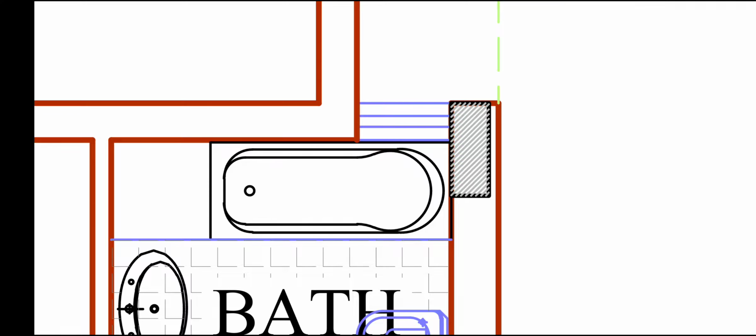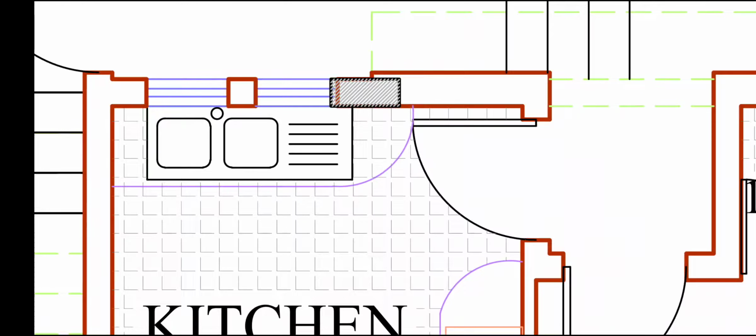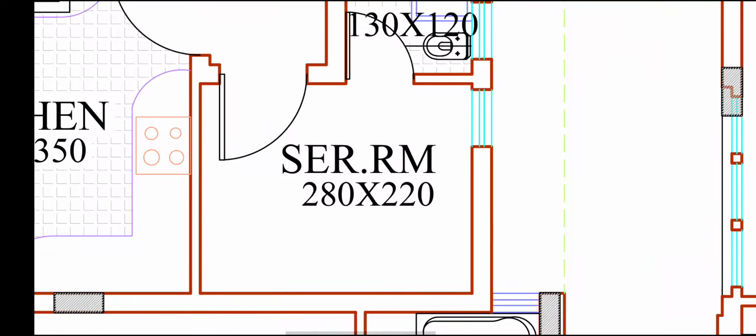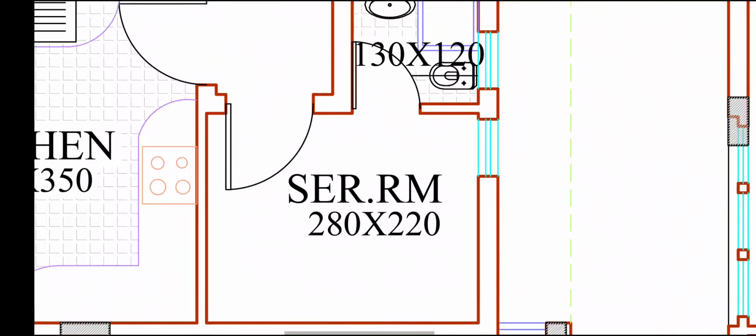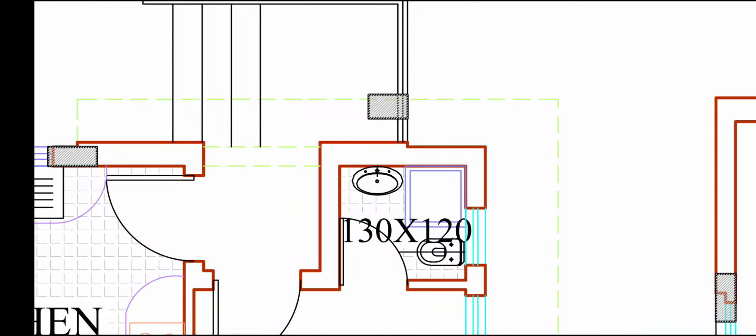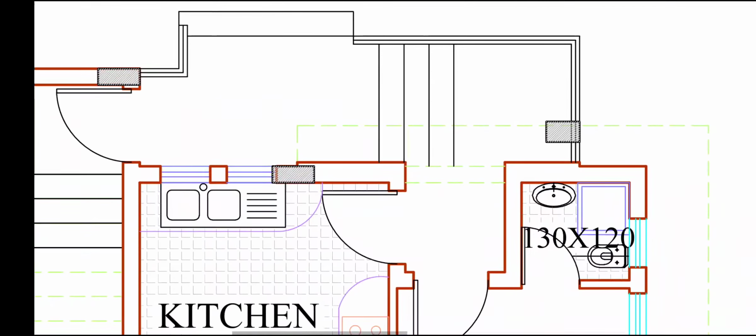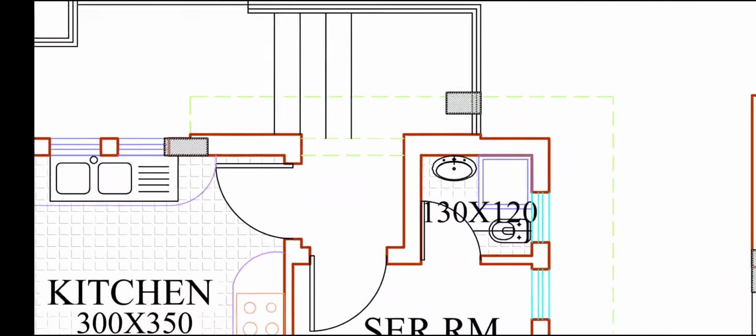This kitchen is 300 by 350. This is the entrance. This is the kitchen window, a 2 division frame, and this is our servant room, 280 by 220. This back side entrance is 130 by 120, with a common servant bathroom. The back side entrance is on this side, and the kitchen entrance is on this side.